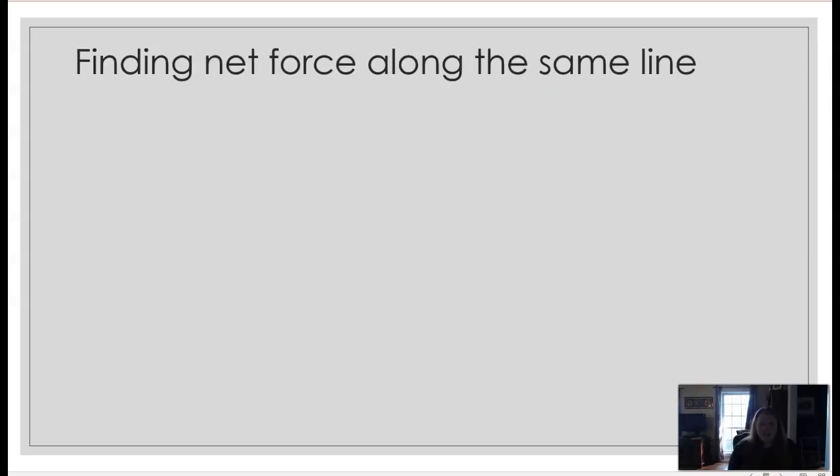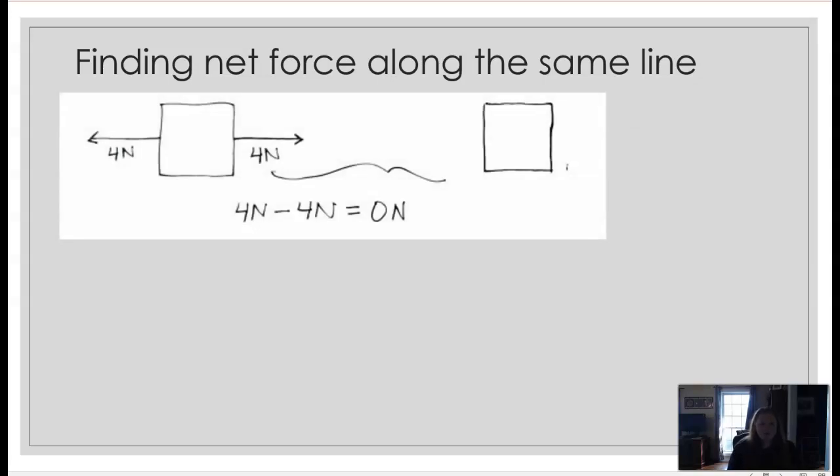Okay, let's look at, I think, 2 more examples. Here we go. So this time we have a box with 4 newtons to the right and 4 newtons to the left. You're both pulling on the object with the same amount of force. There will be no change in motion. There will be no net force because 4 newtons minus 4 newtons equals 0 newtons.